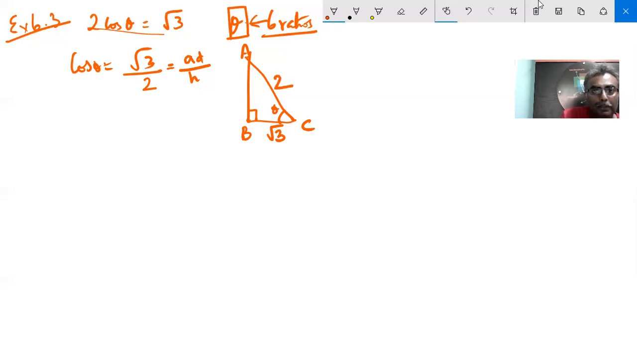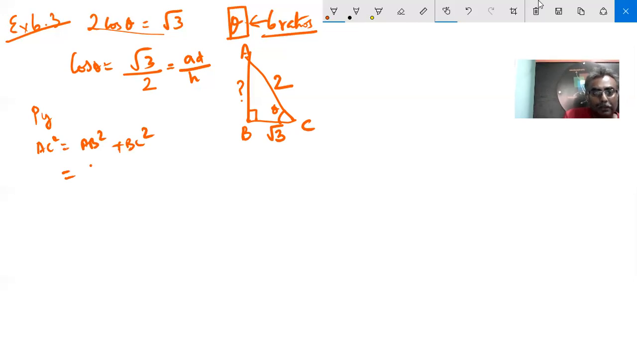AC is 2. Now you have to find out what AB, the opposite side, is. What do you use? The Pythagoras theorem. Very good. Now tell me the Pythagoras formula. AC square is equal to AB square plus BC square. Very good.